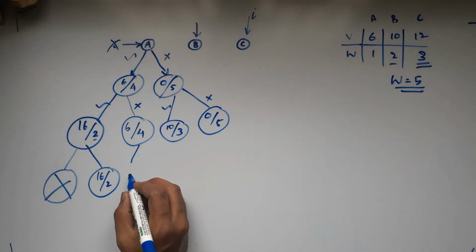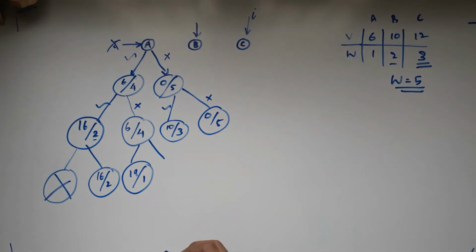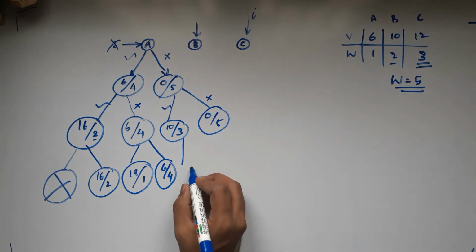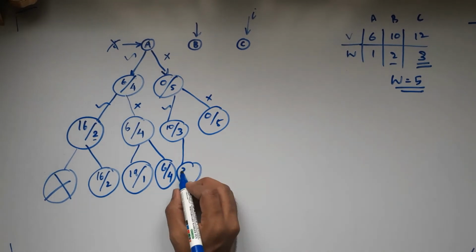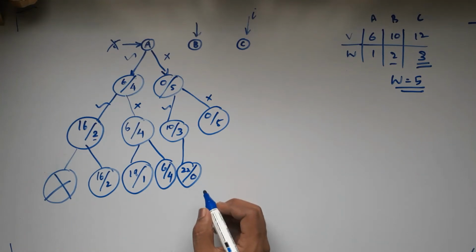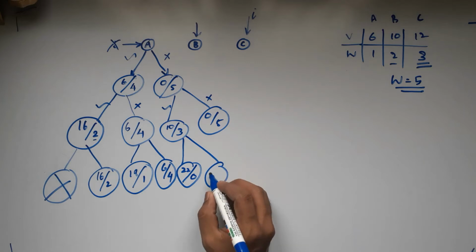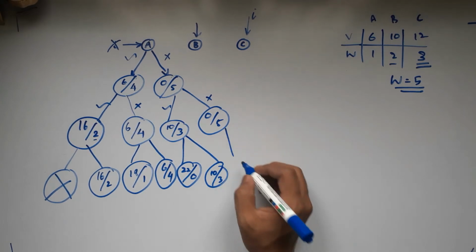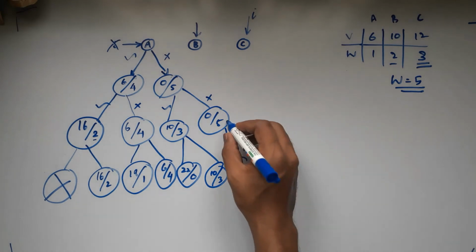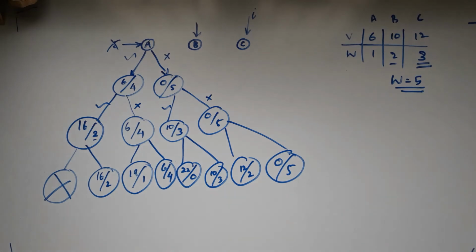So if we include it, we'll get 18 and the capacity will be reduced to 1. If we decide to do nothing, it will be 6, 4. If we decide to take it, then our value will be 22 and the weight will become 0. If we decide not to do anything, we'll get 10 by 3. If we take it, we'll get 12 and the remaining weight will be 2. If we decide to do nothing, we get 0 or 5.